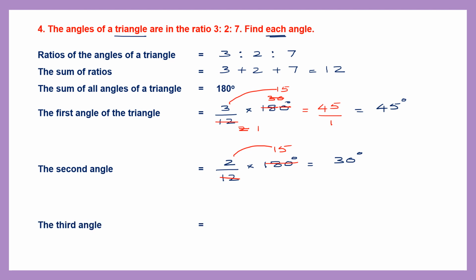Third one, take the third number, which is 7. 7 by the sum of the ratios into 180 degrees. Now let's multiply and cancel here. 12 ones are 12. 12 into 15 is 180. Now let's multiply 15 into 7. 15 into 7 is 105, and because it's the angle, we put degrees. So now we have found all three angles. First one is 45, next one is 30, and the last one is 105 degrees. When you add up all these angles, you must get 180 degrees.